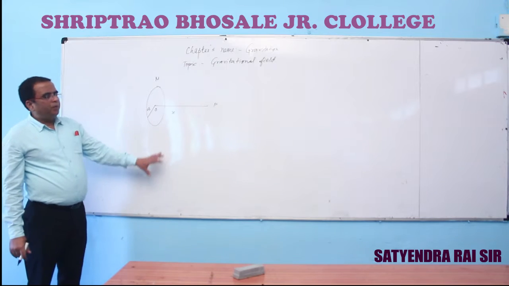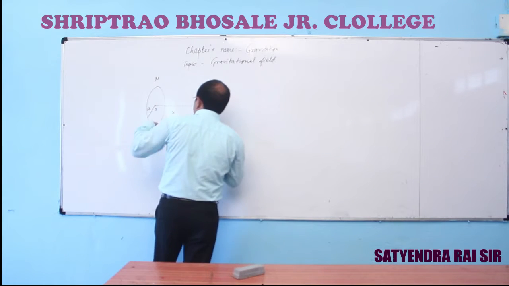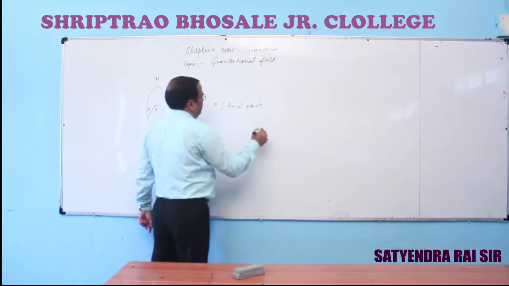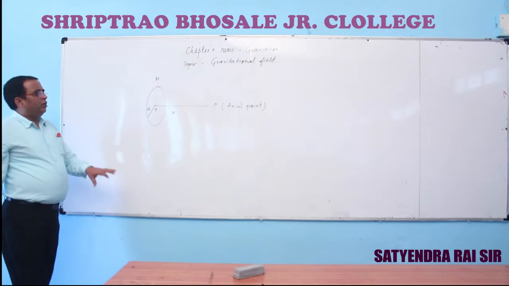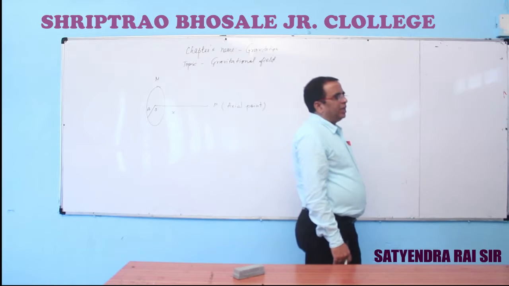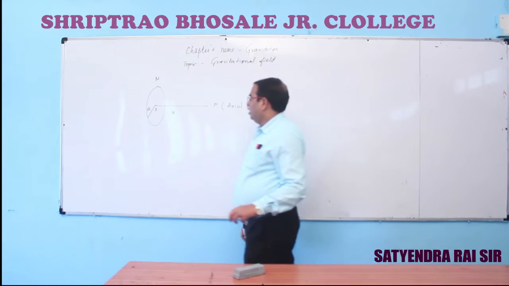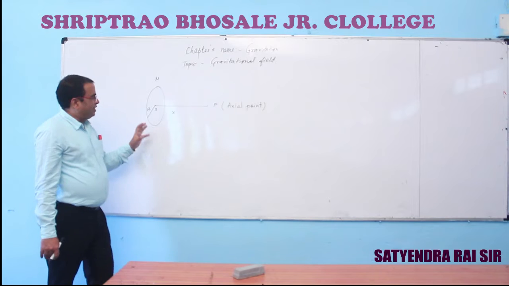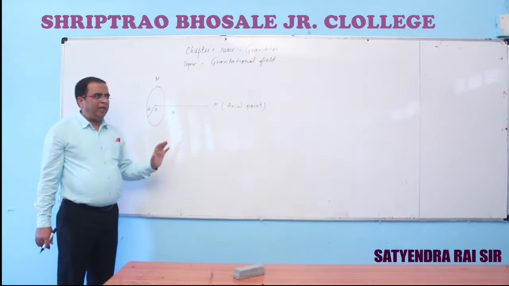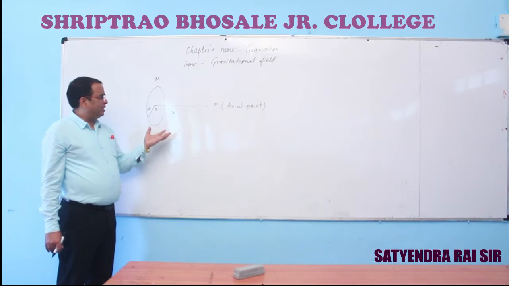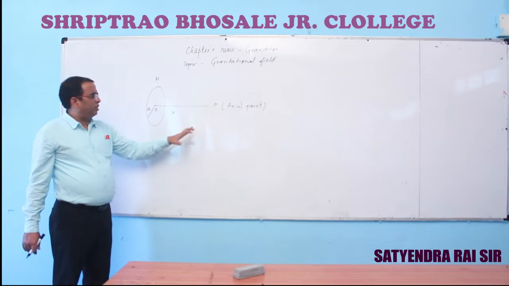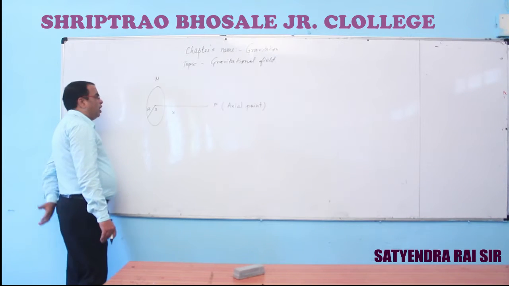So we can say what? Point P lies on the axis of the ring, or we can say P is an axial point. We will try to evaluate the gravitational field due to the ring whose mass is m and radius is a. And it is placed in a plane perpendicular to the line OP, or we can say it is placed in the YZ plane. And P is the point lying on the axis of the ring, so we can say P is an axial point.